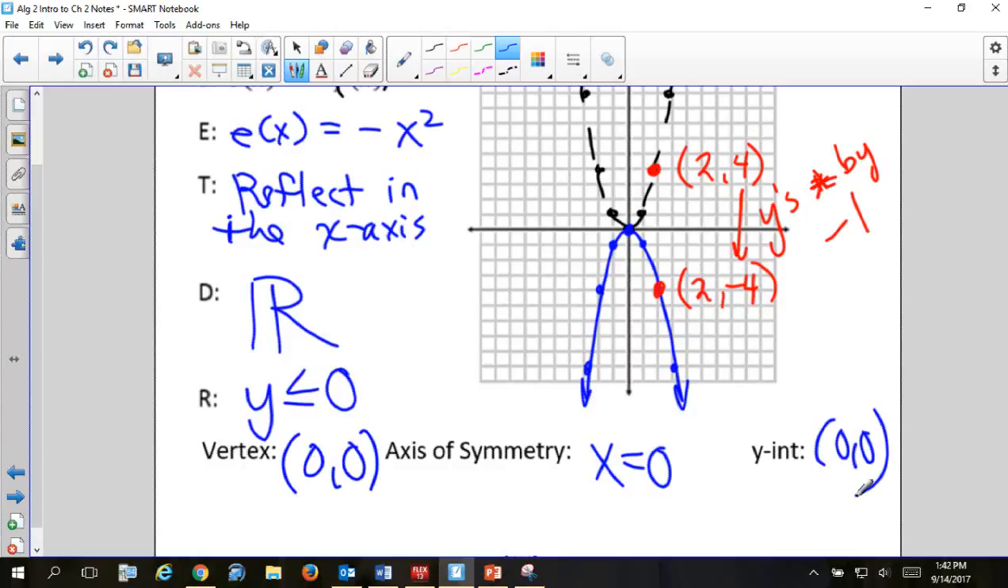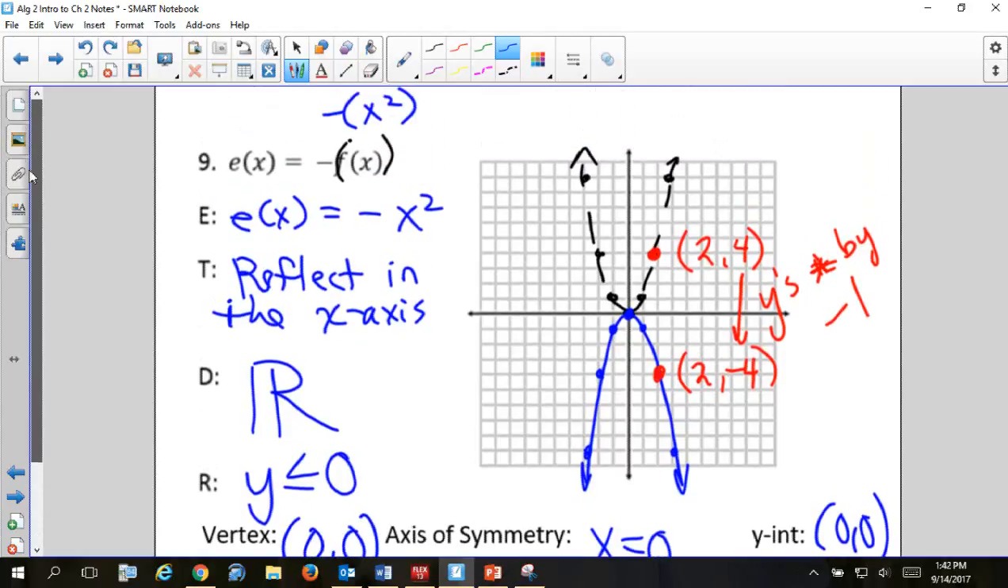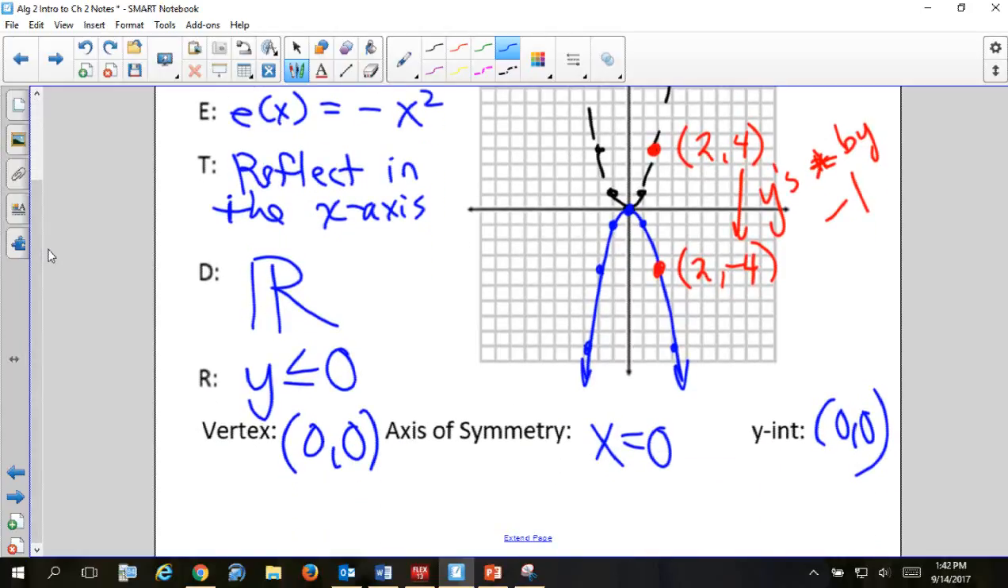Okay, if you have no questions and you're ready to go on, I'm going to do number, what's next? The next odd one. I can't see what number I'm on right now. I'll do 11.